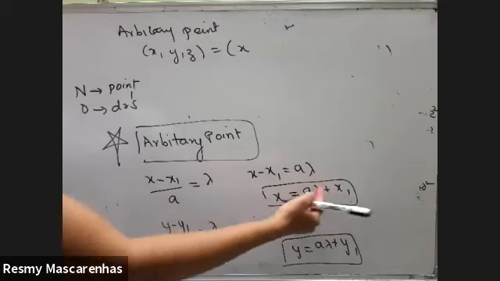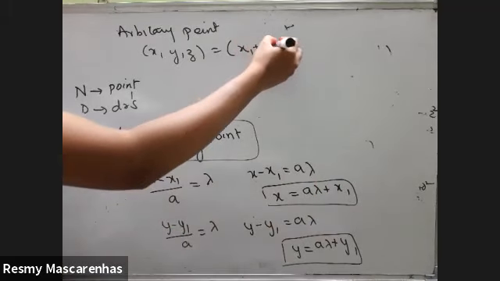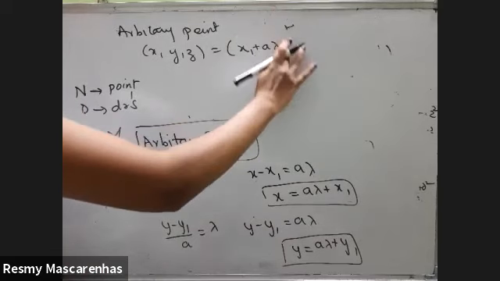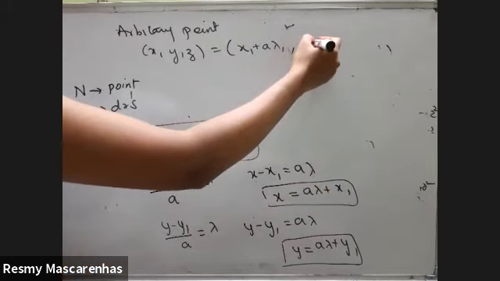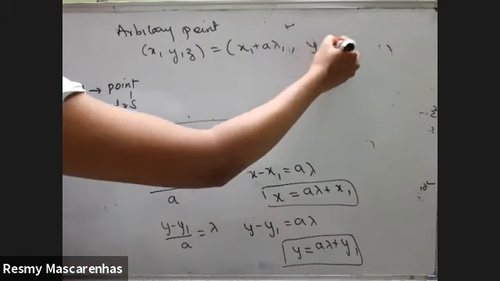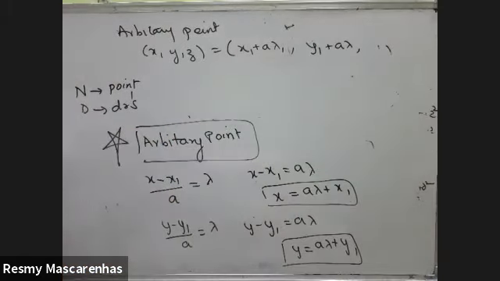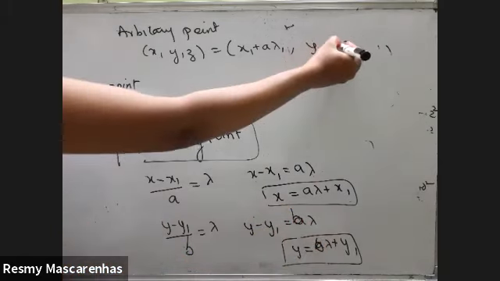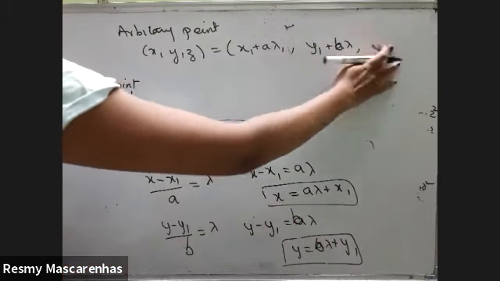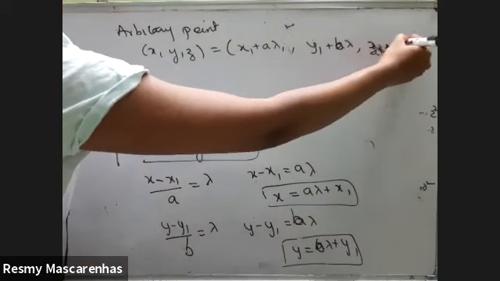Whichever way you write, okay? X1 you can write first or the other way around. Then the y coordinate is this. B lambda it will be. Just correct it. And the last one, Z1 plus C lambda.